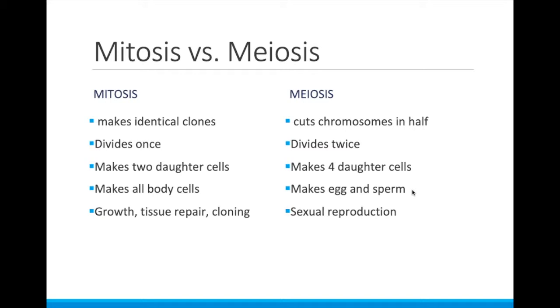Mitosis occurs in all of your body cells. Meiosis is only used to make egg and sperm. So the functions of mitosis are for cloning, asexual reproduction, growth, and tissue repair. Meiosis is only used for sexual reproduction.